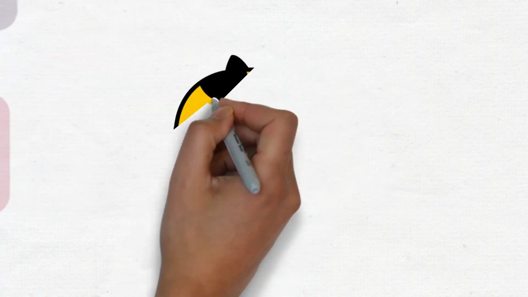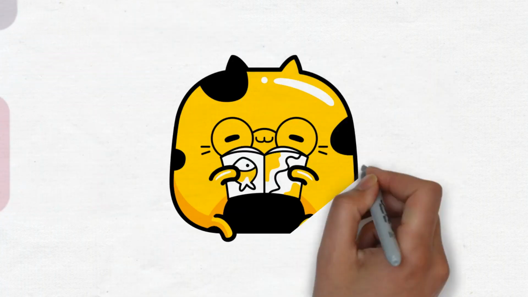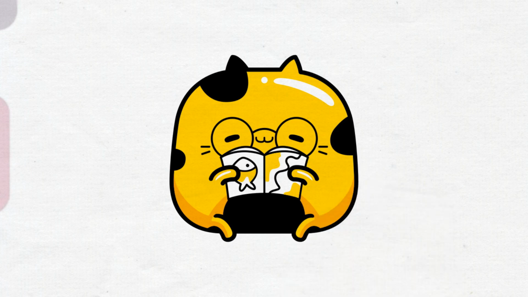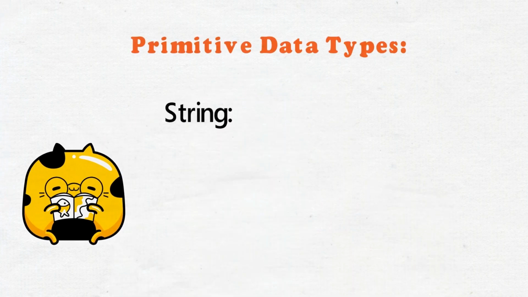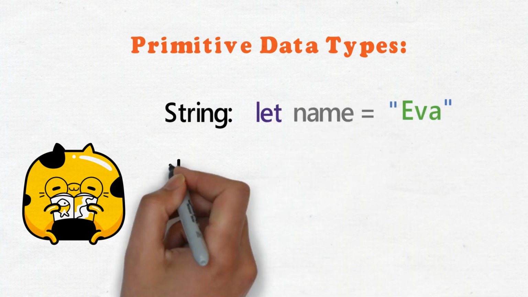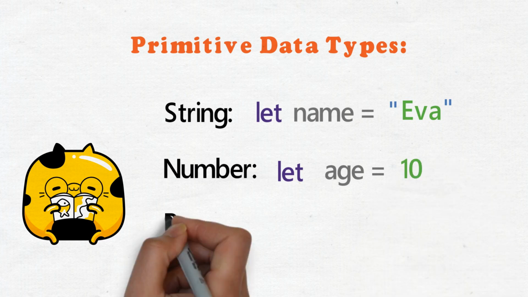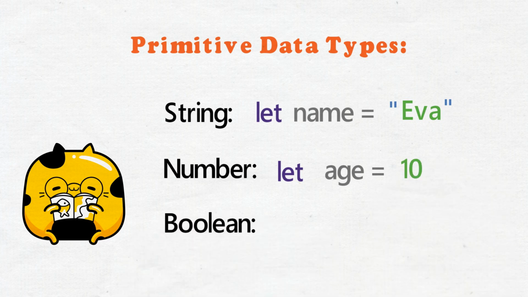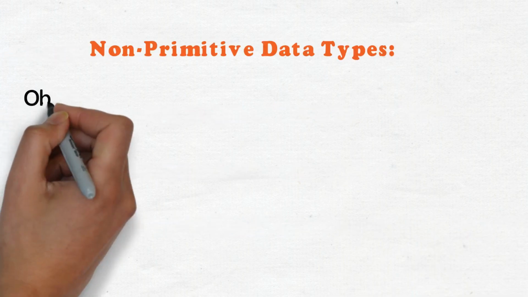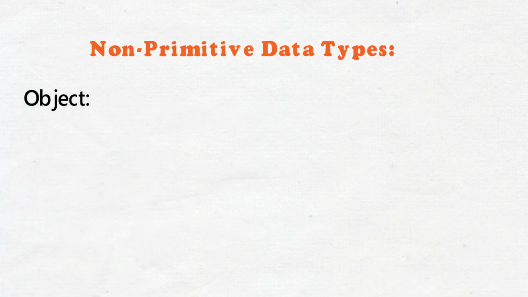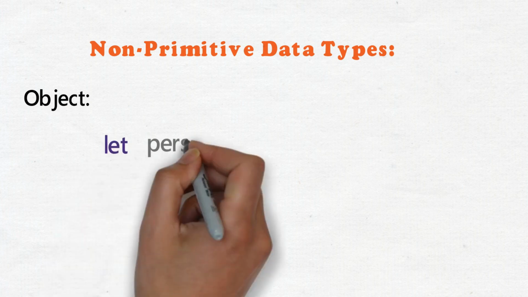Eva was curious to learn more about the different data types and their uses. She learned that a string is a set of characters, such as her name, Eva. Numbers, on the other hand, are used to represent a numerical value, such as her age, 10. Boolean values can either be true or false, like whether or not she likes pizza. True. Objects are a type of non-primitive data type and are used to store multiple pieces of data.